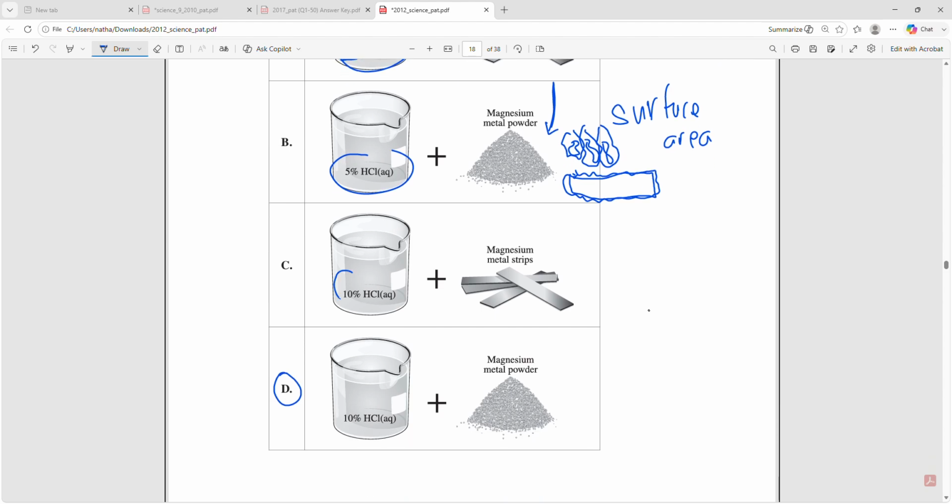Now we have here a 10% hydrochloric solution. So that was the first thing I mentioned, concentration. So a higher concentration is good. Now, which one would be faster between these two? That is kind of hard to say. I would tend to go with the metal powder because I think it's just the way it's ground down. It's going to be so much more exposed. But it's honestly not something we can really know from this question. But D has both of those things. It's got a higher concentration, plus it has more surface area exposed. So the reaction is going to be a lot faster on D.